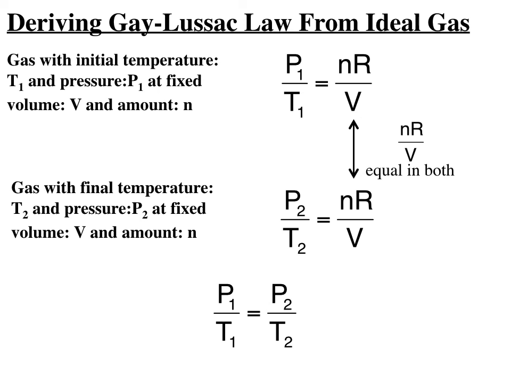Since the amount of gas and volume did not change, the right-hand sides of both these equations are the same. And so therefore the left-hand sides of both these equations are the same, or P1 over T1 equals P2 over T2.